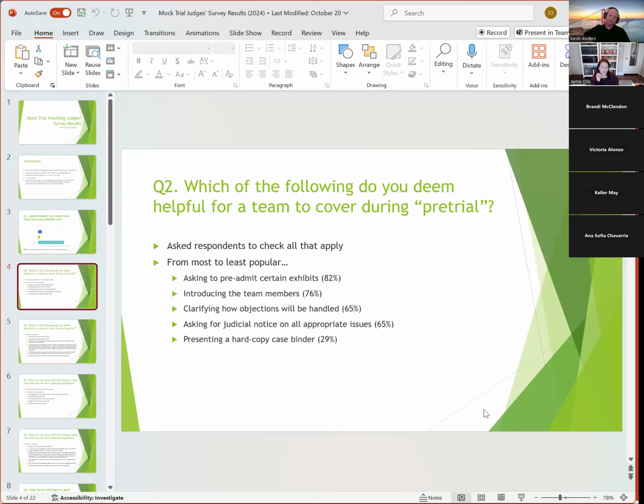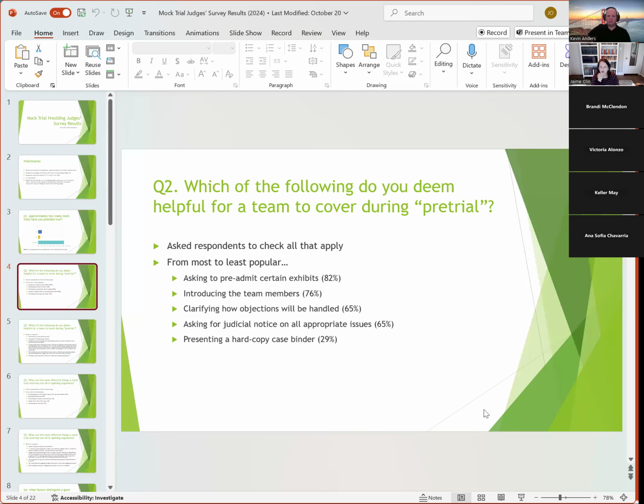Also, introducing the team members. A lot of judges like that. I personally like that because when I'm presiding, I make a seating chart so that I can use people's names as I'm going through the trial. So it's helpful to me to be able to know who's who on a team. But it wasn't as popular a response as pre-admitting exhibits.